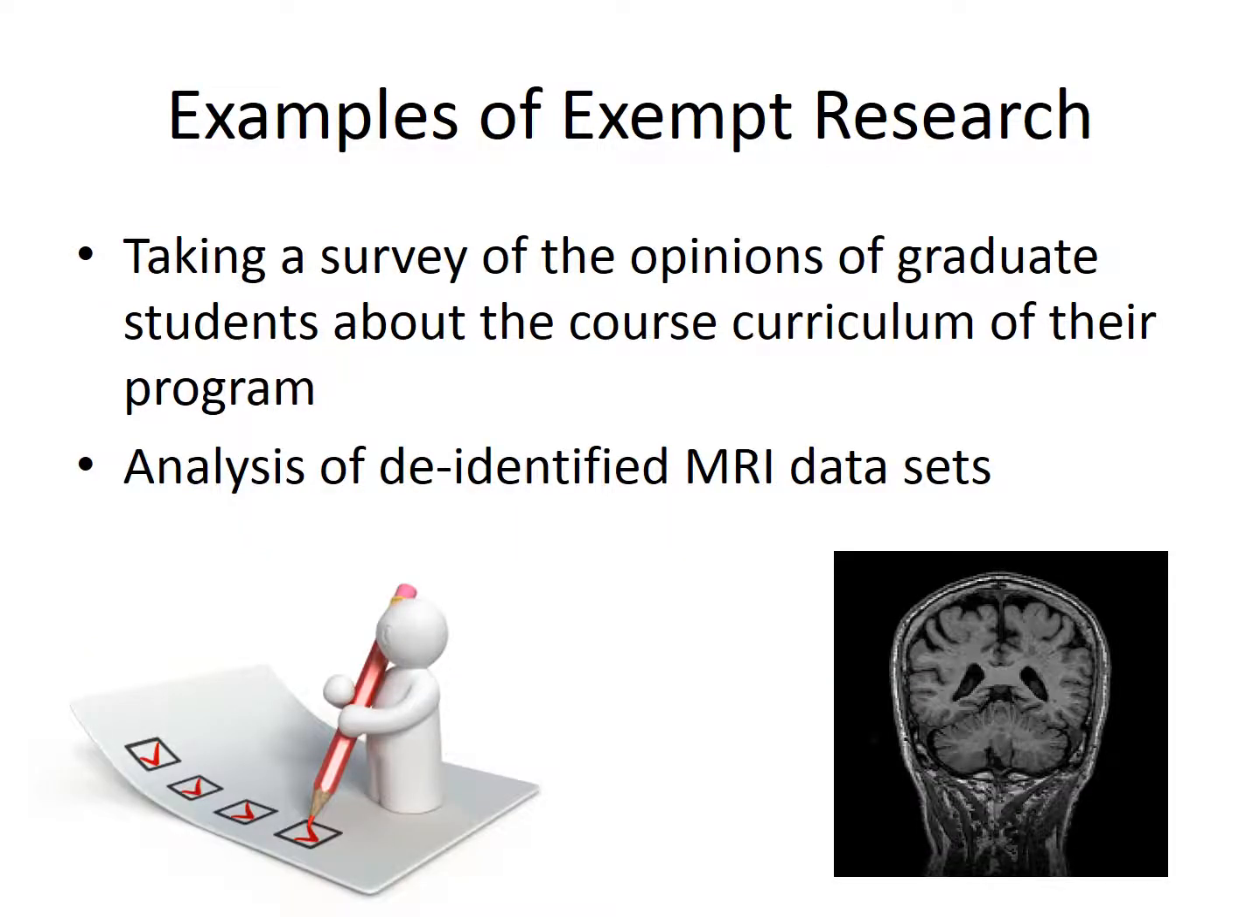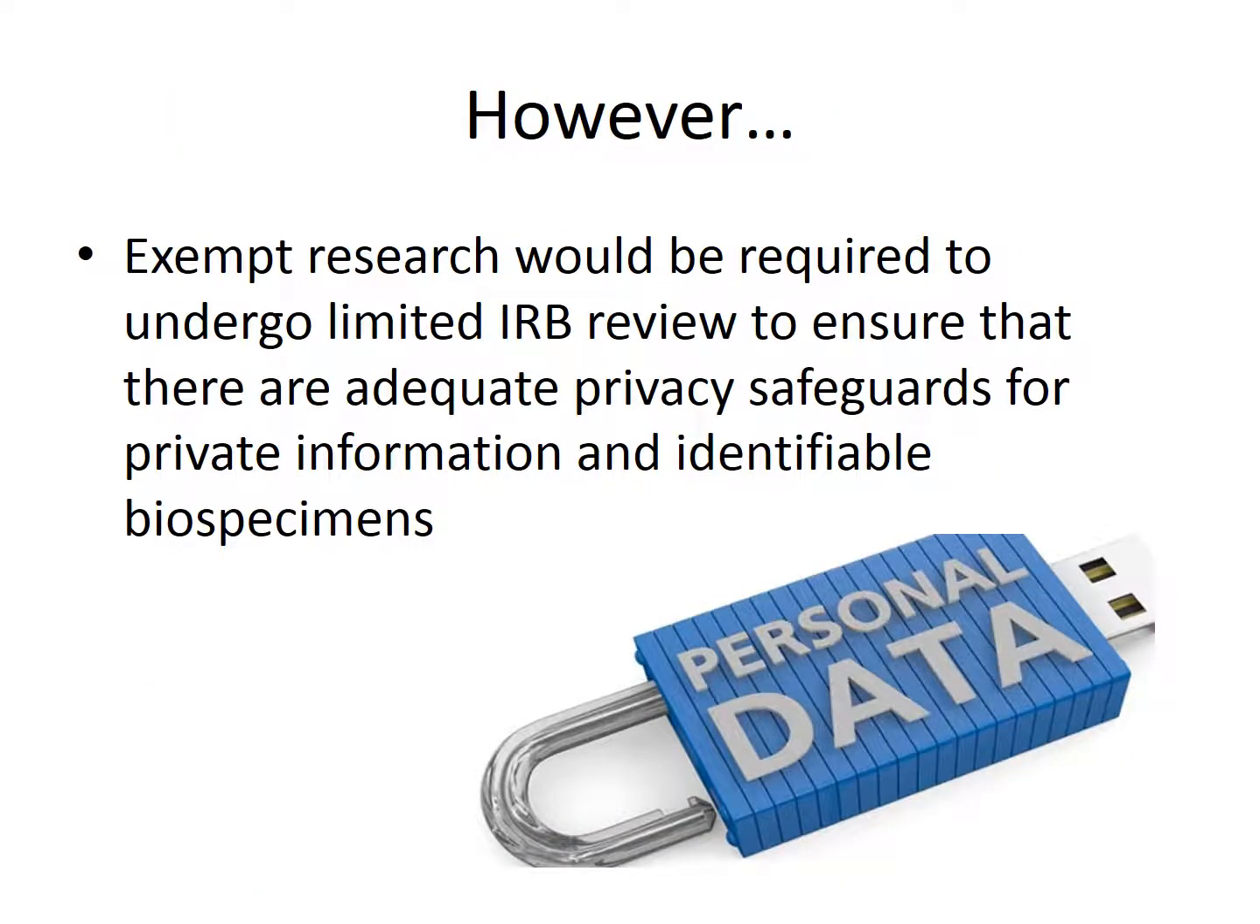Two examples of exempt research studies include taking a survey of the opinions of graduate students about the course curriculum of their program, or analysis of de-identified MRI datasets. However, as I've mentioned previously, a limited IRB review is still required to ensure that privacy safeguards are in place and that private or identifiable information is still protected.